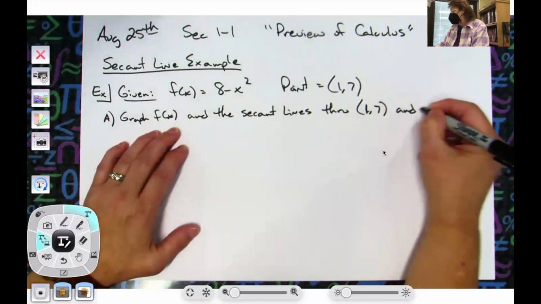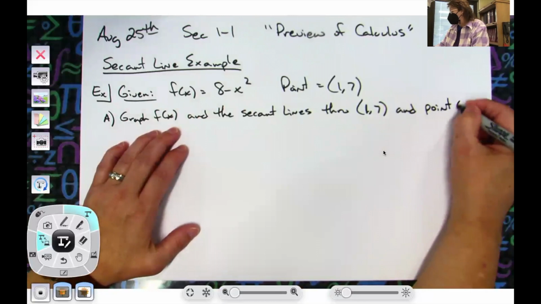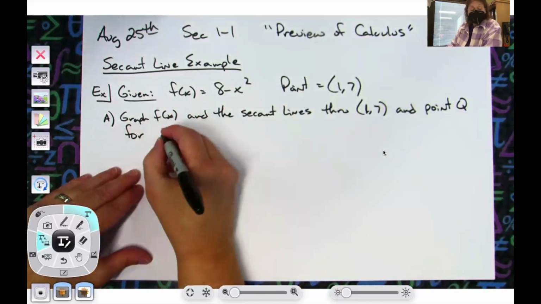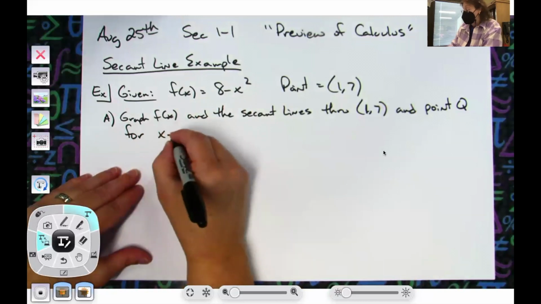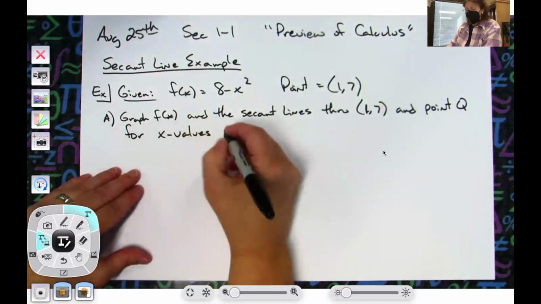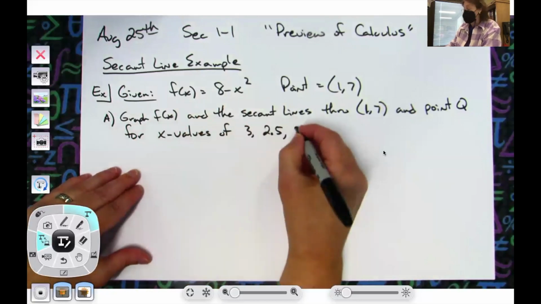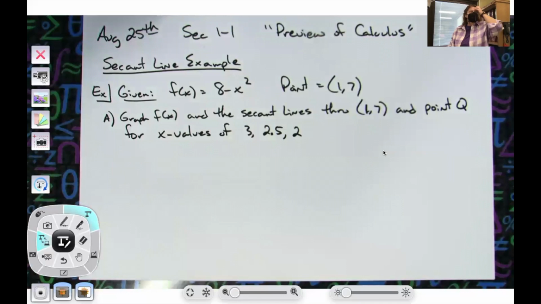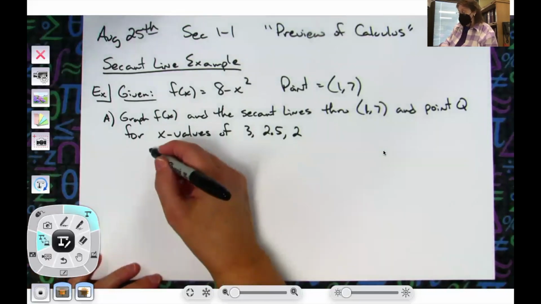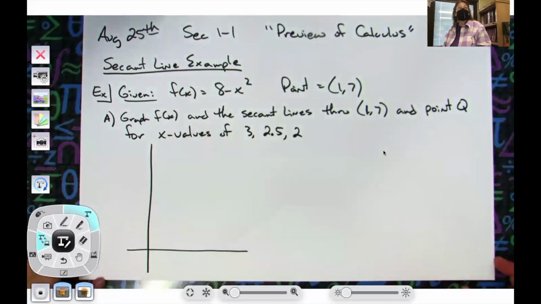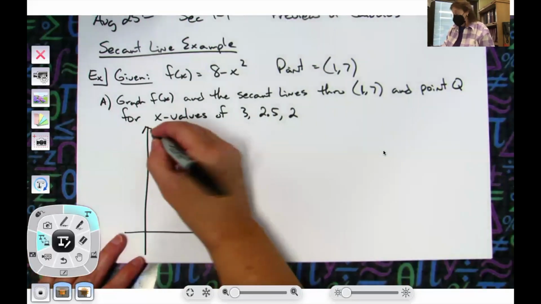And a point Q for x values of 3, 2.5, and 2. So part A is going to ask you to graph that and then graph all the secant lines. We're going to do a rough graph here, not necessarily a precise graph. On your homework, I am going to expect you to use graph paper and be a little bit more precise.